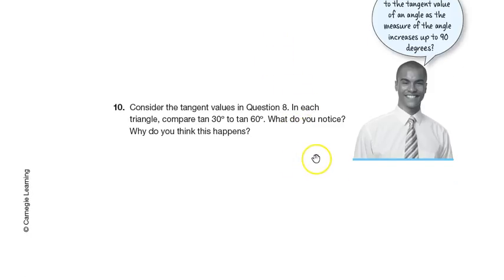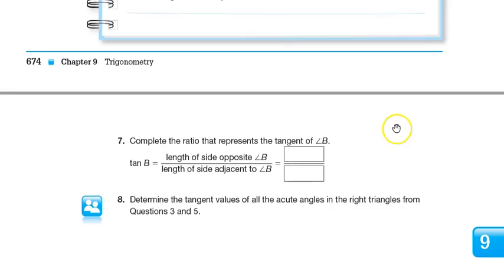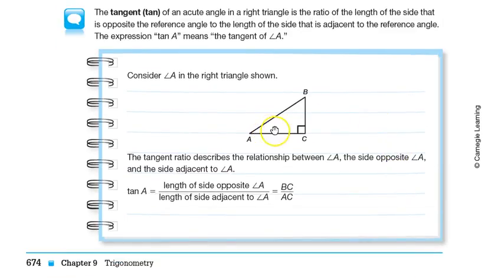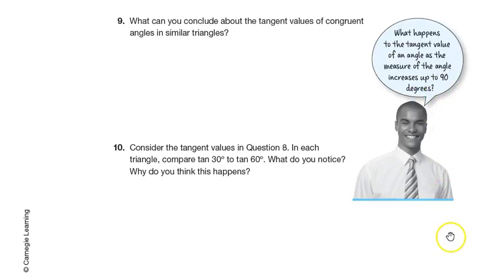Now it says, what happens to the tangent value of an angle as the measure of the angle increases up to 90 degrees? If you go back here, he's asking what happens to the tangent ratio if this angle A was to increase. Well, as this angle A increases, CB here is going to have to get bigger and bigger and bigger, right? That is our opposite side, and the opposite side is in the numerator. So you should recognize that as the reference angle increases, the opposite side increases, so the tangent ratio should be increasing as well.